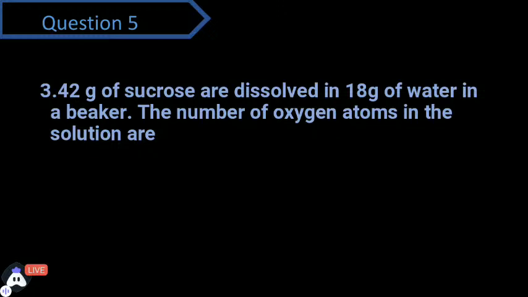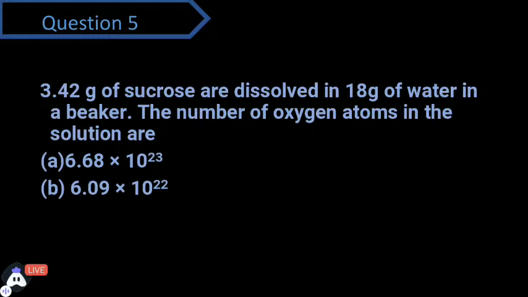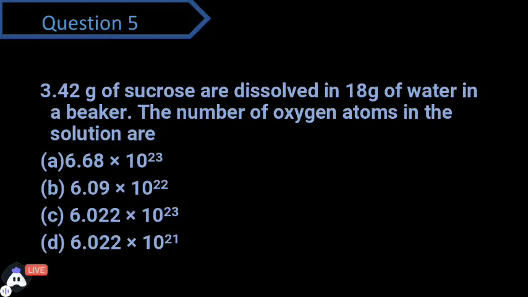So the 4 options are A, 6.68 into 10 to the power 23. B, 6.09 into 10 to the power 22. C, 6.022 into 10 to the power 23. Or D, 6.022 into 10 to the power 21. Out of these 4, which is the correct answer for the number of oxygen atoms in the solution? Giving you a minute. Kindly solve it out. Hurry up.